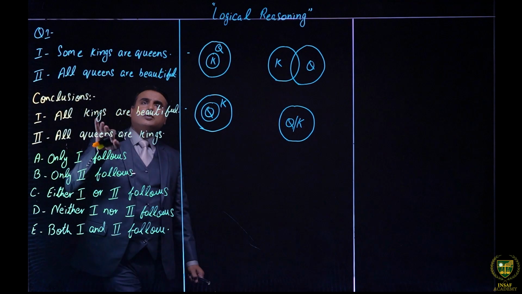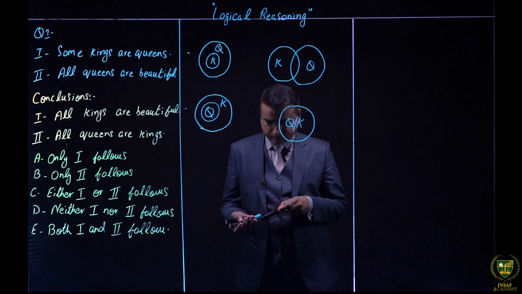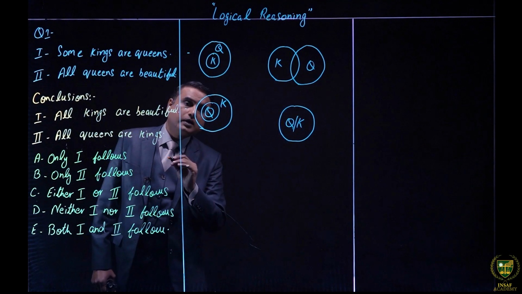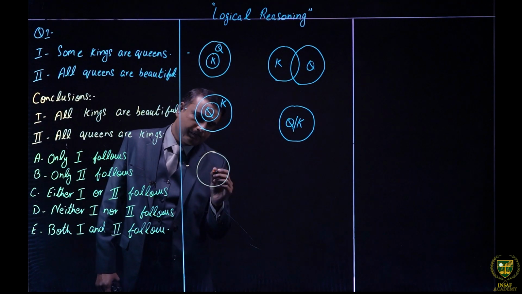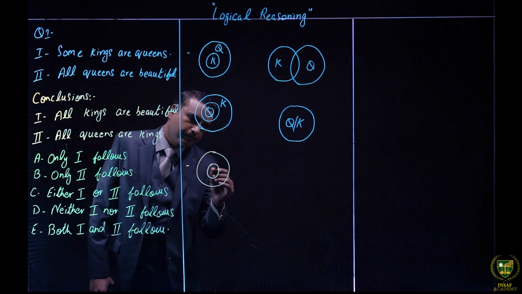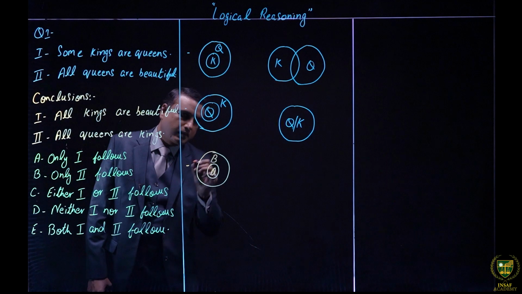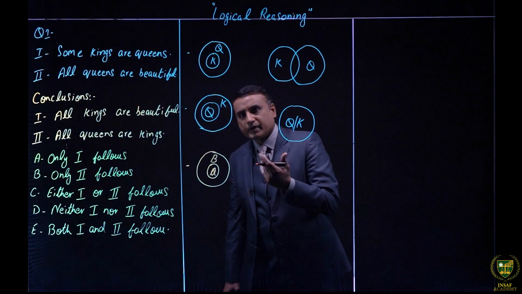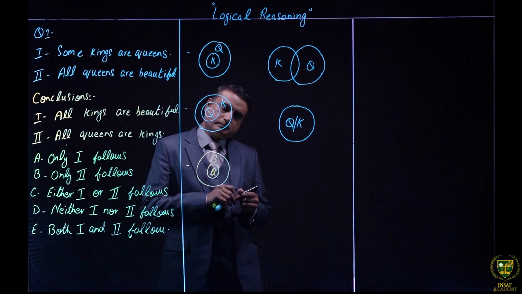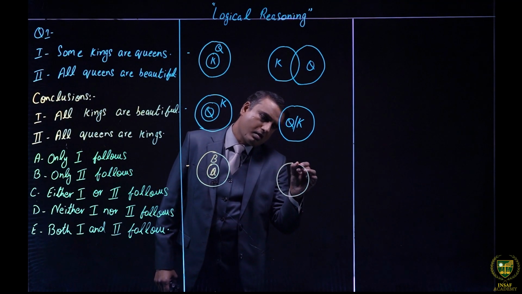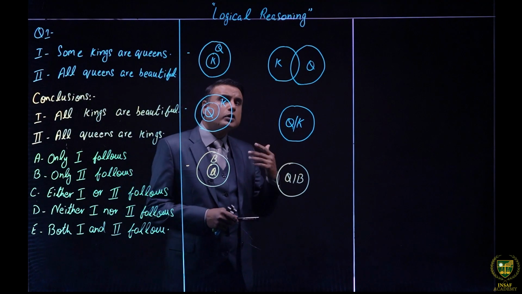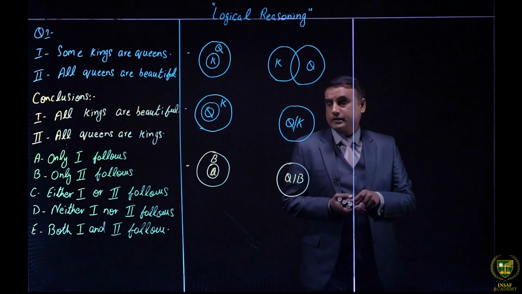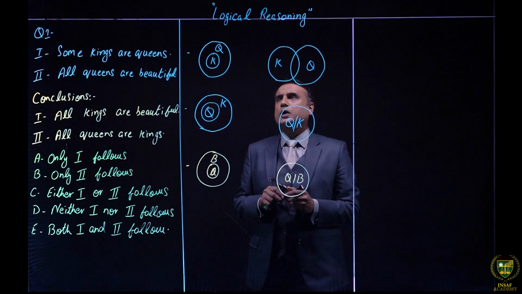And then the second one is, all queens are beautiful. Now, there is a possibility that it means all queens are beautiful, can be drawn like this, and it can also be drawn like this, that all queens are beautiful. Now let's combine them and see. See what we have to do now, make the combination. Some kings are queens.